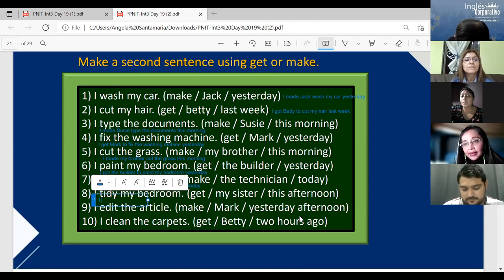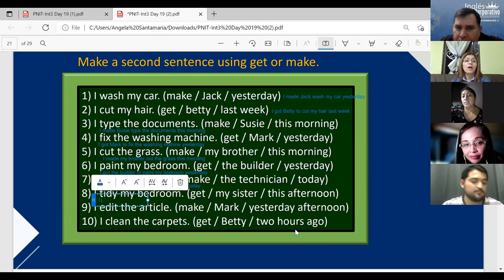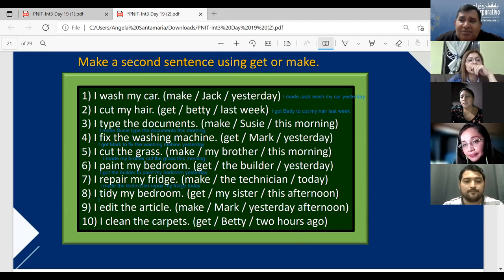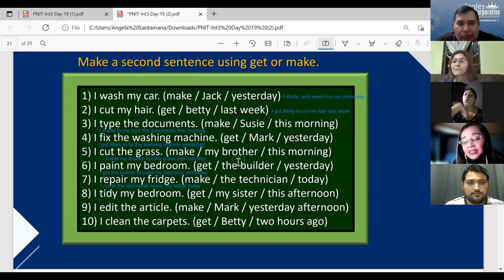Make is present. Made is past. It depends on the sentence, not always. For example, number 8 is this afternoon, and today is tonight, so it's past tense too. Number 7, today is okay, because we are finishing today at night right now. All of them are going to be past tense in this exercise, so that you don't get confused.